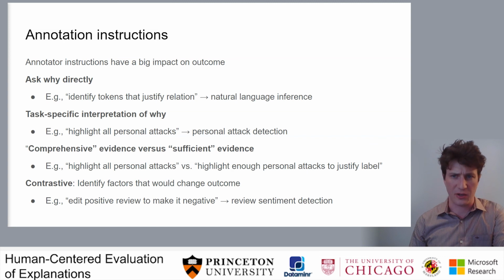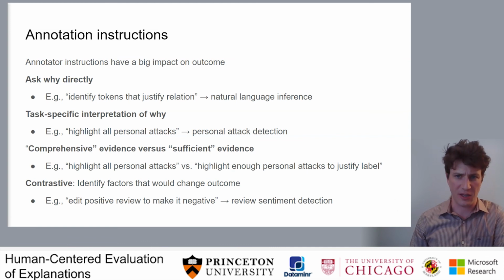Annotator instructions are another big design consideration in collecting this type of data. In some tasks, we directly ask annotators to justify the label using explicit why language. An example is ESNLI, where annotators were directed to identify the tokens that justified the entailment or contradiction of the two sentences. In others, we can use task-specific language to solicit explanations that are arguably explanatory by construction without using explicit causal language. An example is the personal attack detection task, where we ask annotators to identify all personal attacks as a way to justify the label of contains personal attack or not.